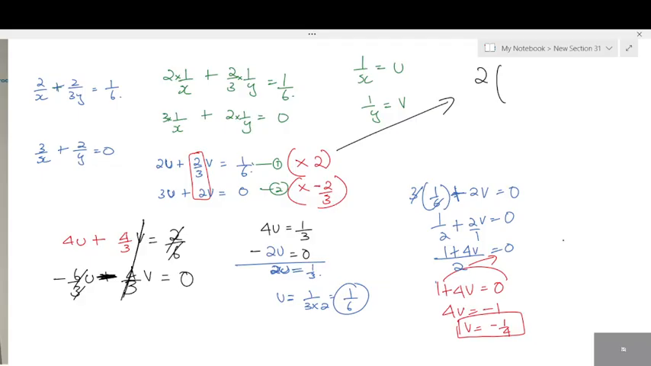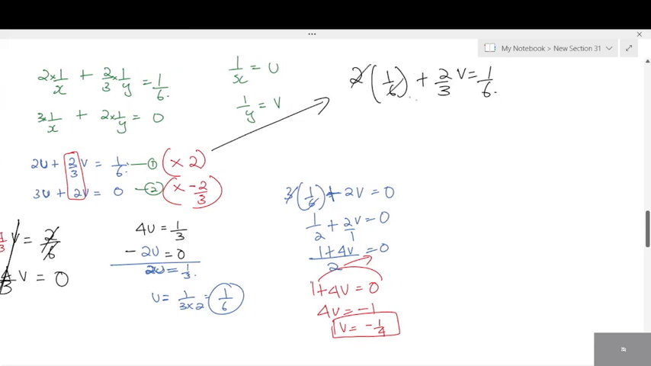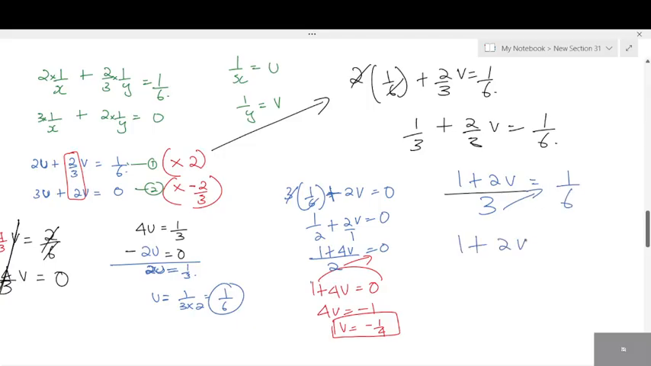Yeah, tell me, Ananya, what should I substitute? Respond, Ananya. 1 by 3 into... plus 2 by 3 into... Next step. 1 by 3 in plus... then? Just shift this 3. That's it. 1 plus 2v is equals to.